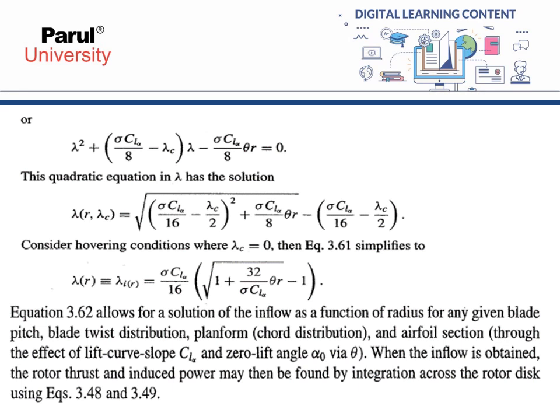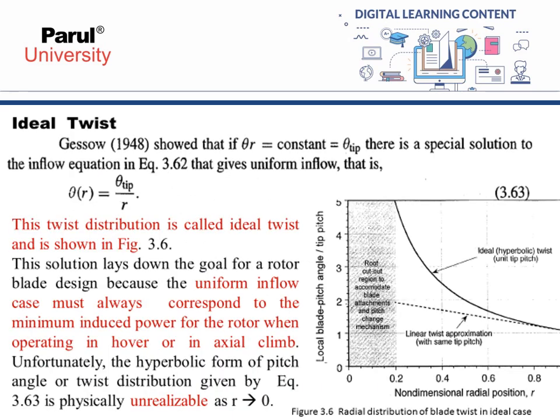When the inflow is obtained, the rotor thrust and induced power may then be found by integration across the rotor disc using equations 3.48 and 3.49. Ideal twist, Glauert 1948, shows that if θ(r) is not constant, there is a special solution to the inflow equation 3.62 that gives uniform inflow, that is θ(r) equals θ_tip by r. This twist distribution is called ideal twist and is shown in figure 3.6.